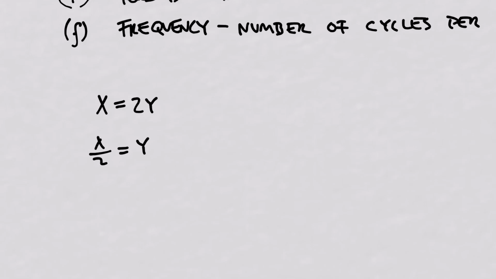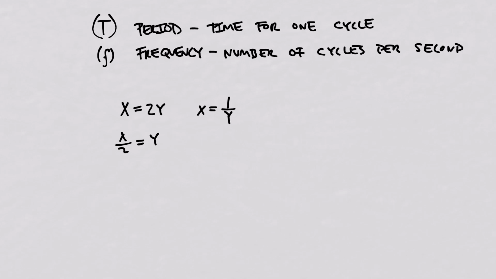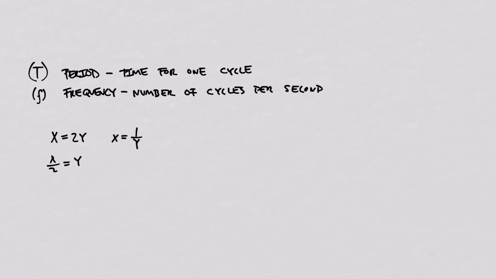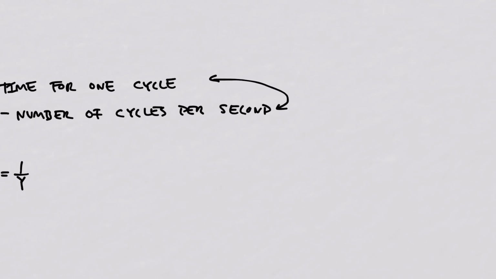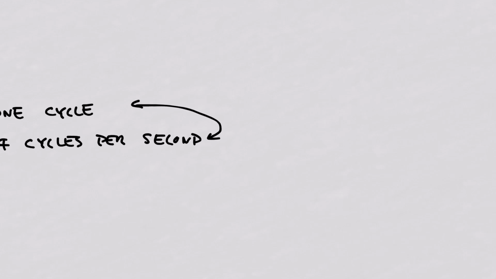However, if we were to say that x and y were inversely proportional to one another, we would say x is equal to 1 over y. Now, if you look at this relationship between period and frequency, you'll see that they're actually inverses of one another. The period is the time for one cycle, and the frequency is the number of cycles per second. They are inverses.